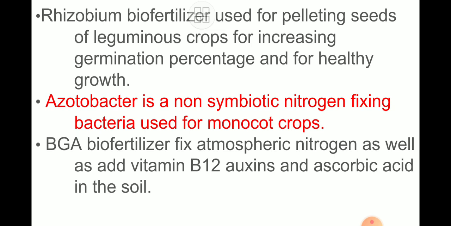BGA biofertilizer, as we have already seen, not only fixes atmospheric nitrogen but also adds vitamin B12, auxins and ascorbic acid to the soil. All these added contents are very useful for the proper healthy growth of a plant. Here the physico-chemical structure of the soil gets changed. A favorable atmosphere is there in that soil for proper growth, proper yield and proper development of the plant. You have to keep that in mind. So these things are very important.